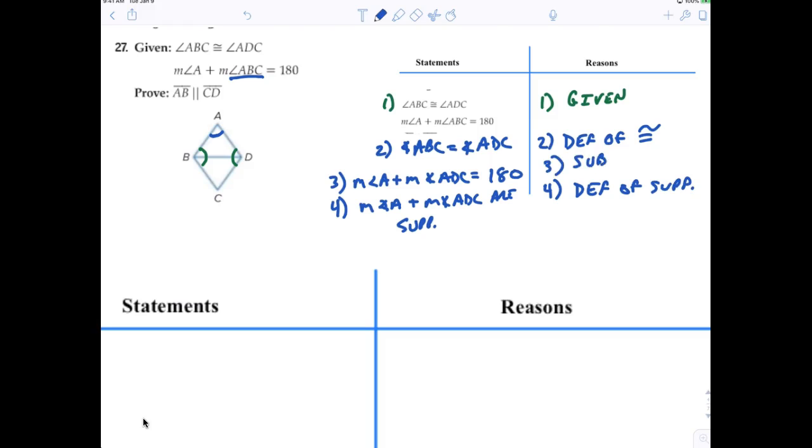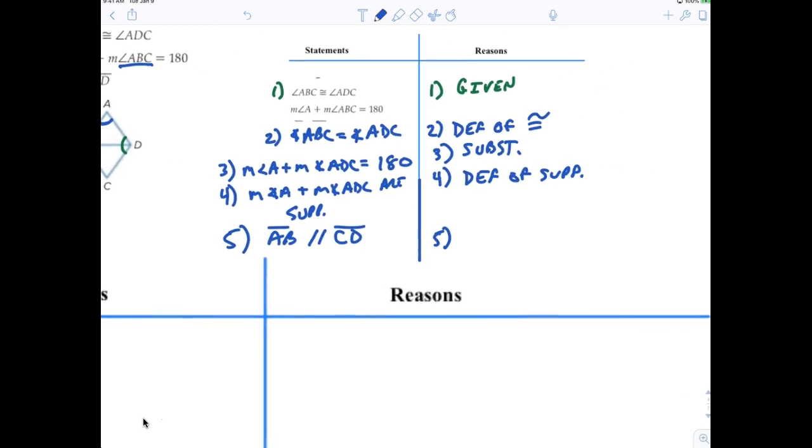And this step 3 was a substitution, right? I didn't put that there for some reason. Everybody got that? Definition of supplementary. And now that they're supplementary, we can now say what? Lines are parallel. So we could say AB is parallel to CD because, well, what is it? Converse, right? So converse of consecutive interior angle theorem.